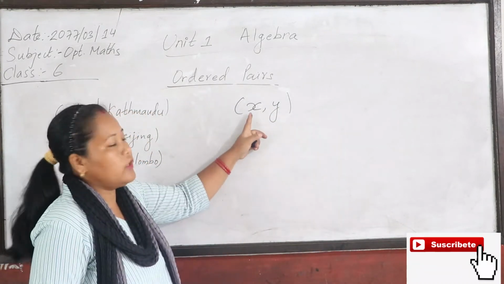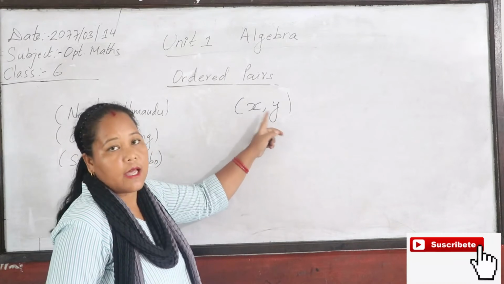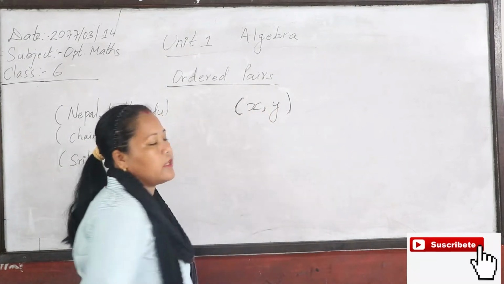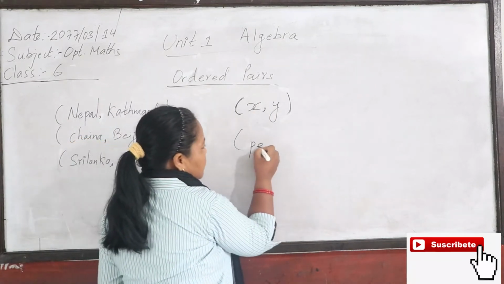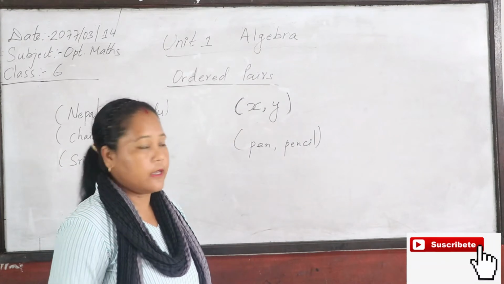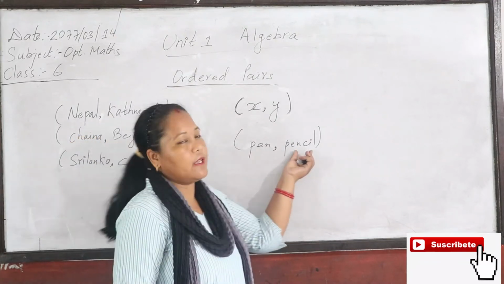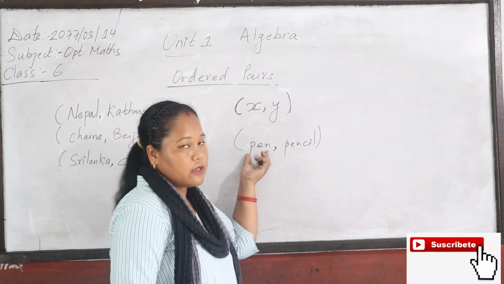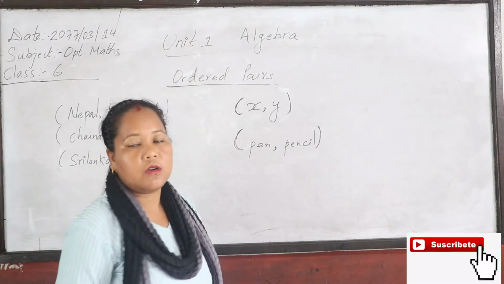Okay? And here we use the notation of order pair. In the middle of the elements of order pair we use a comma and we give the round bracket. Okay? We close the elements of order pair by round bracket. Okay? Pen, comma, pencil. This is also one example of order pair. Okay? Look, here we use comma, yes, to separate the first element and the second element, or abscissa and ordinate, X coordinate and Y coordinate, and we use the round bracket to close it.